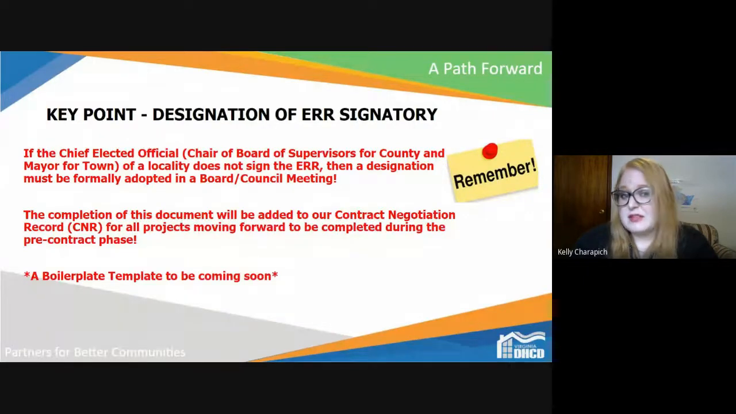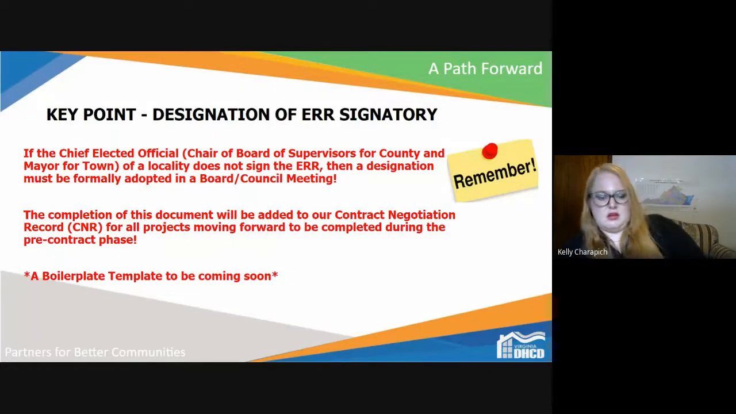The completion of this document will be added to our contract negotiation record for all projects moving forward, to be completed during the pre-contract phase. I know you are tired of doing more paperwork, but you can just adopt this when you're adopting the rest of your pre-contract documents. And we will have a boilerplate template coming soon. Elizabeth, I will get to your question in just a minute. Next slide, please.